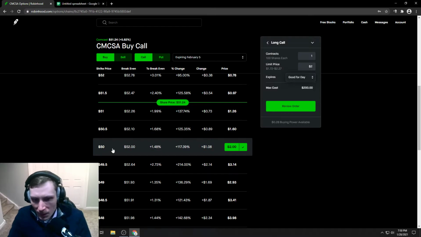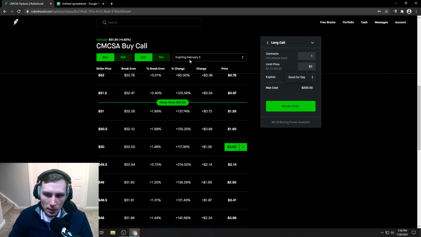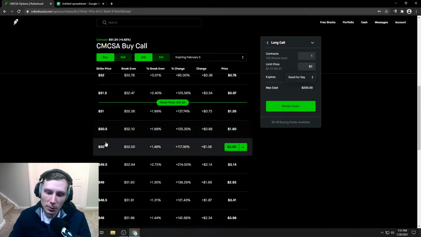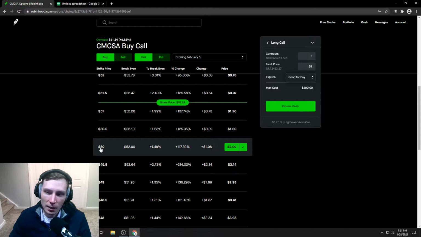So that being said, how do you make money? How do you lose money with an option? Your break-even price right here. This is the number. Well, let me back up. So expiring. This says expires February 5th. If you hold on to the option until the point that it expires, what happens is one of two things. Either if you have enough money in your Robinhood account, which for $50 per share at 100 shares, you would be buying 100 shares of Comcast at this price.